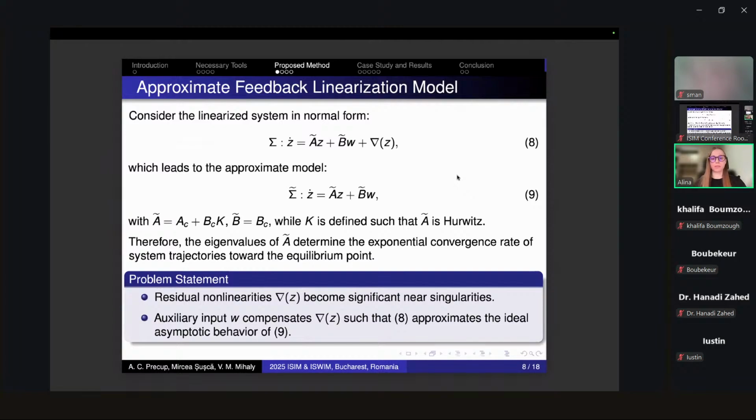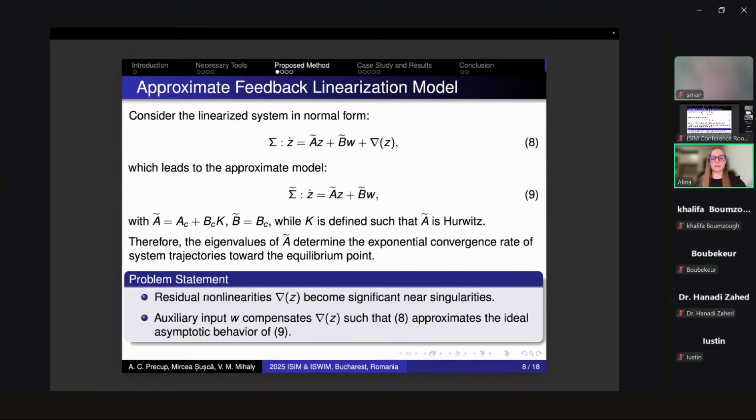Now I move on to the proposed method. We consider the linearized system in normal form 8, which contains a residual nonlinear term nu of z. If we neglect this residual term, we obtain the approximate model shown in 9. The eigenvalues of A tilde determine the exponential convergence rate toward the equilibrium point. The problem can be summarized as follows.